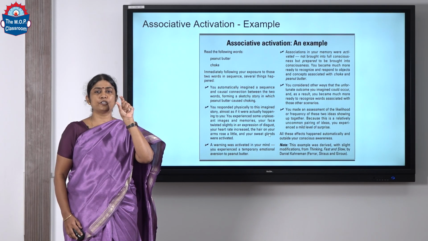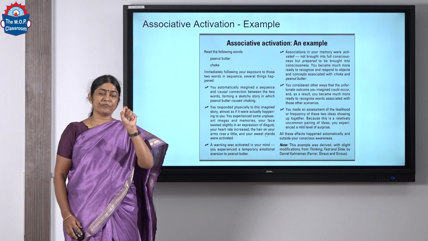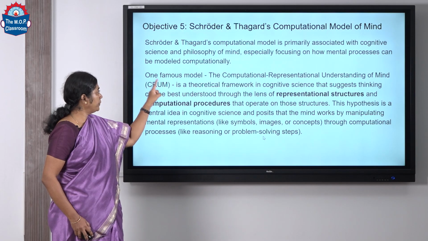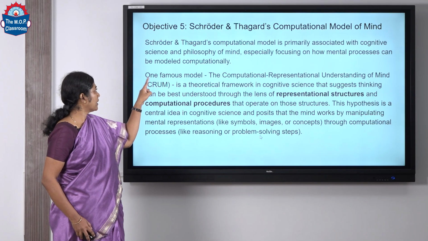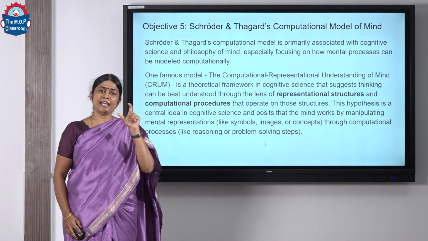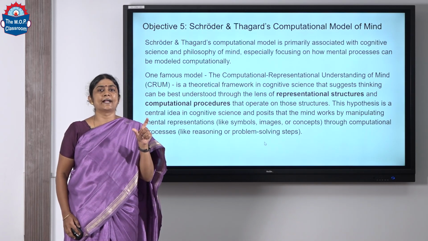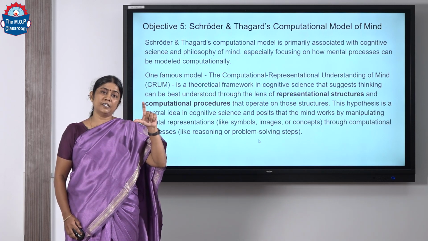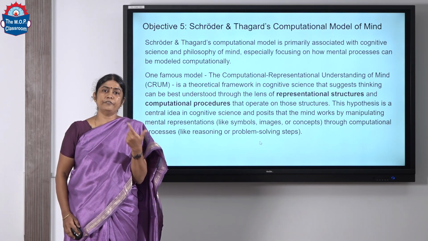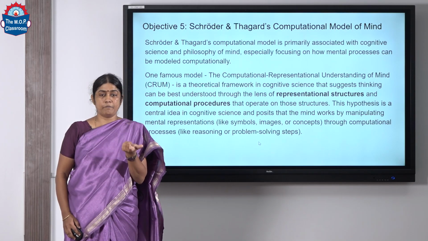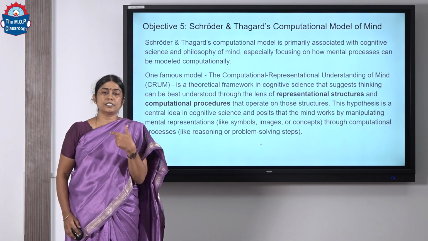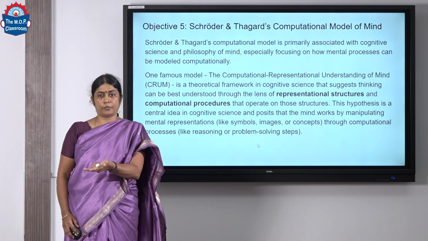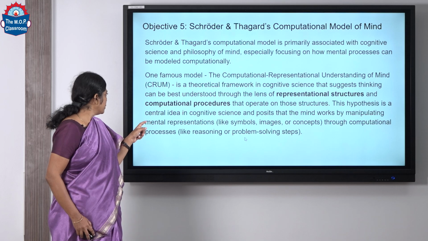So unconsciously there are a lot of things coming into your brain, and the priming happens in such a way that it chooses just one particular cue that is more related, and that happens through a computational model of mind given by Schröder and Thagard. This will be my objective 5, and they have given a beautiful theory which says that the networks inside our brain have a representational system which is loaded with symbols, ideas and images. These symbols and images make a person decide rationally and solve a problem. And I have a very good video to understand this.